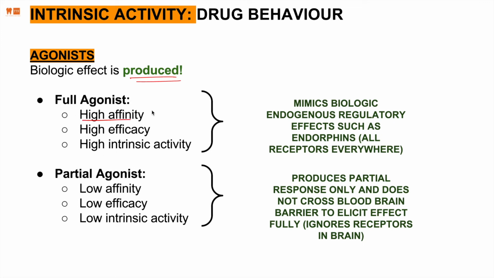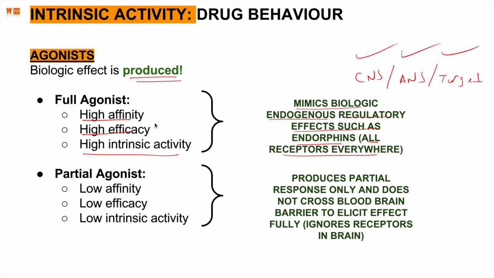See, full agonists have a high affinity, very tight bond, right? High efficacy means maximum numbers of receptors activated to produce the maximum response, and high intrinsic activity, which means all law from the all or none law. Basically, the full agonist will mimic the biologic endogenous regulatory effects, such as endorphins, which have all receptors everywhere. Every receptor, whether it is CNS, whether it's in the ANS, whether it's on a target organ, everywhere a full agonist will check the boxes and cause the maximum effects, leading to a positive biologic response with a very tight bond that is immovable.